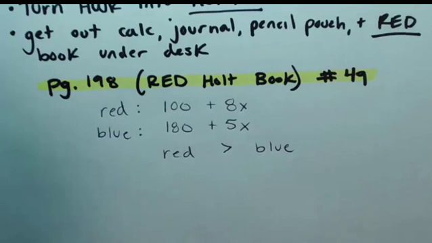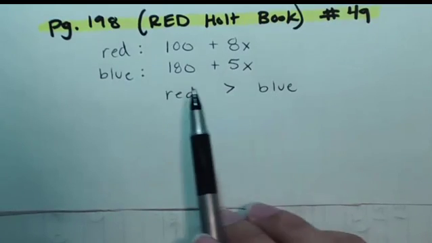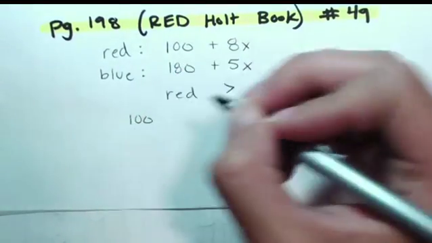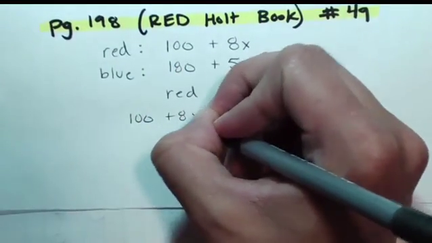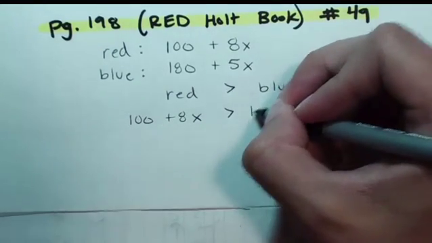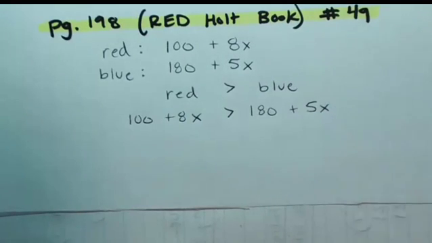So now that I have my equations, I'm going to set it up exactly like how the question's asking me. They want to know when red is higher than blue. So the red side was 100 feet already and it's rising at 8 feet per second. And we wanted that to be higher than the blue kite at 180 feet already plus 5 feet per second.